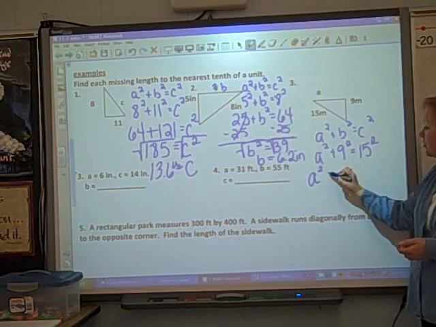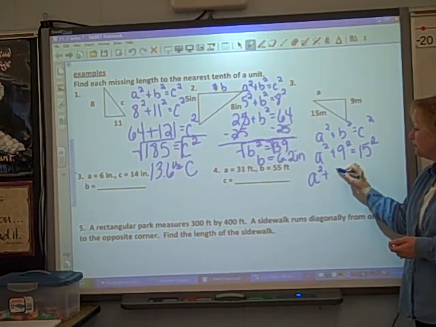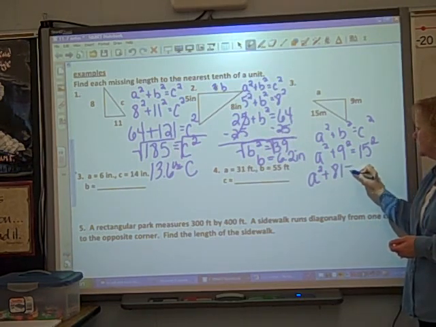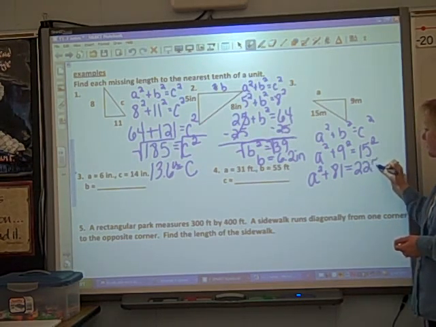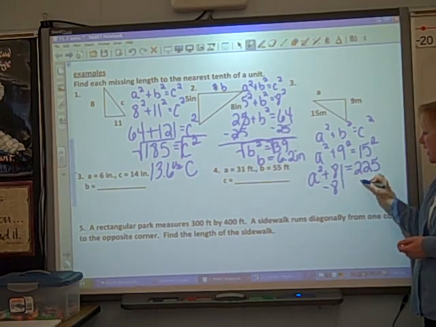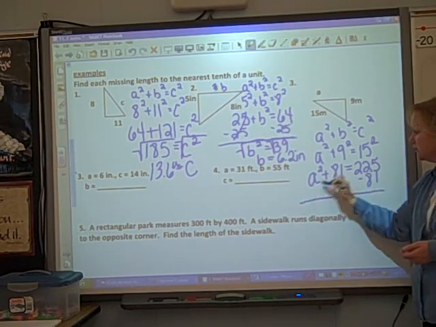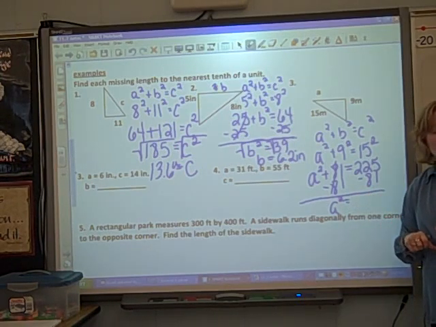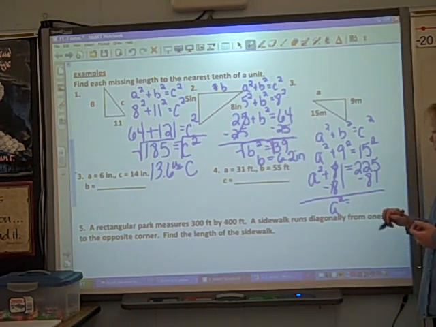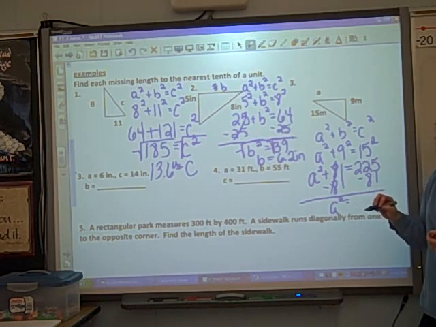Okay, so now I'm going to solve. What's 9 squared? 81. Equals 15 squared, 225. I'm going to subtract my 81 from both sides. So I get A squared is equal to, what's 225 minus 81? 144.